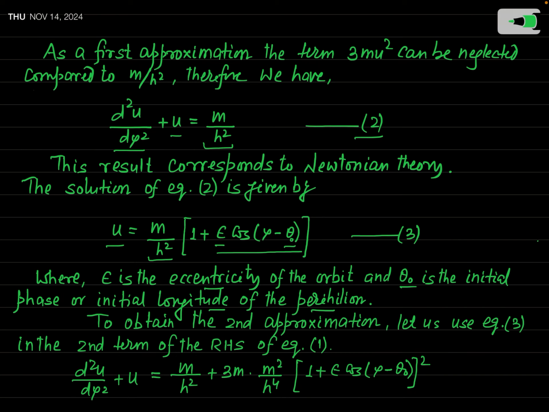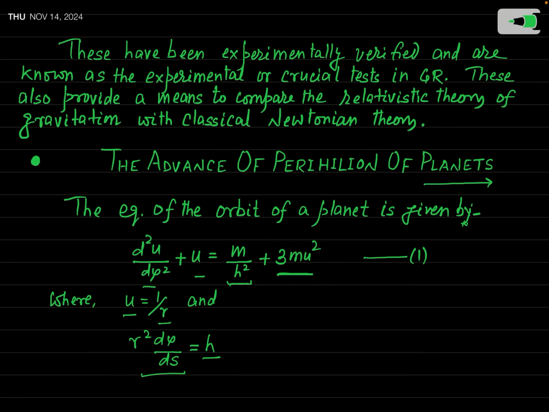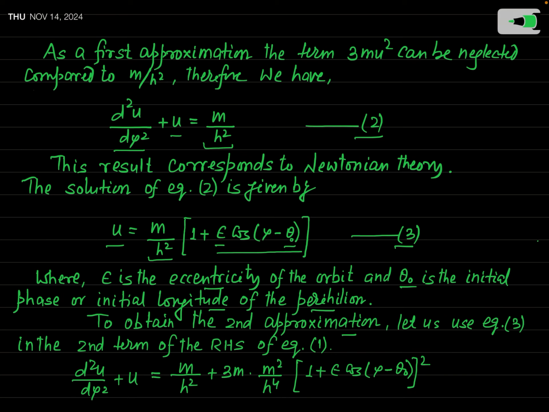Now, if your aim is to obtain the second approximation, then you must use this equation 3 in the second term of the RHS of this equation 1. That is, instead of u, only in this second term. Here there is also u, but we will not replace this u by that value. Only in this second term where u is present, let us put this value of u, which we have defined in equation 3, which is simply the solution of this classical equation of orbit. So you can see, when we make this substitution, our equation 1 will become like this.